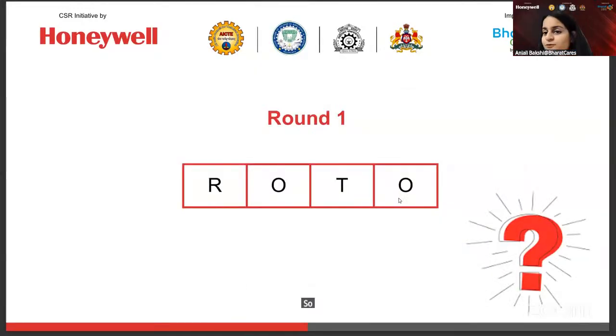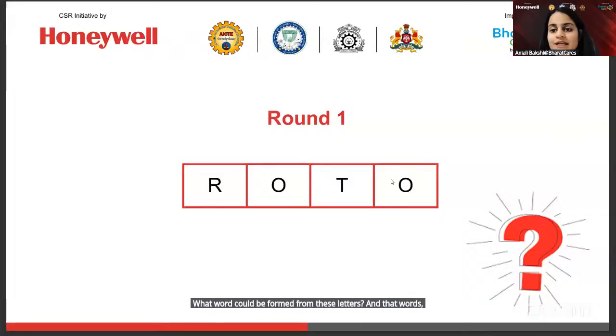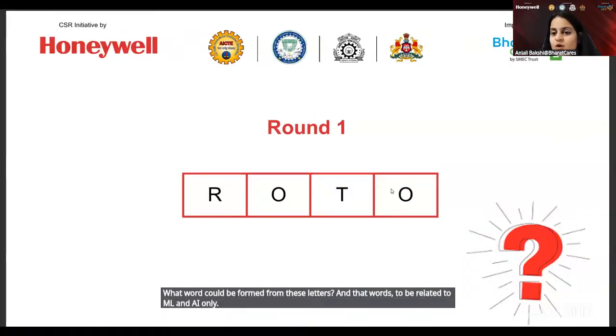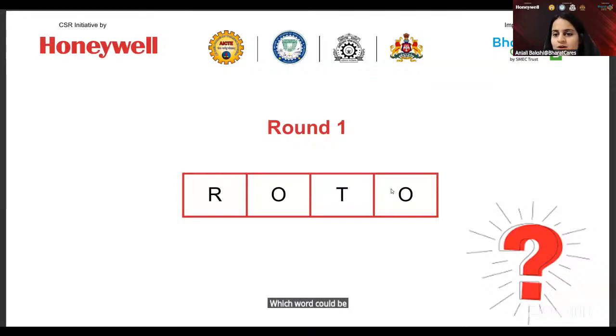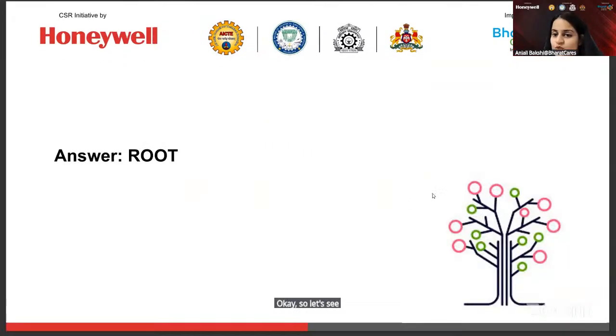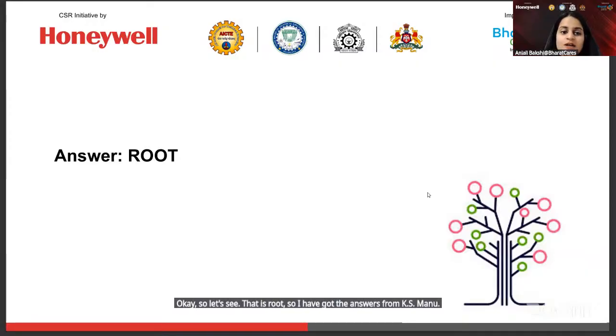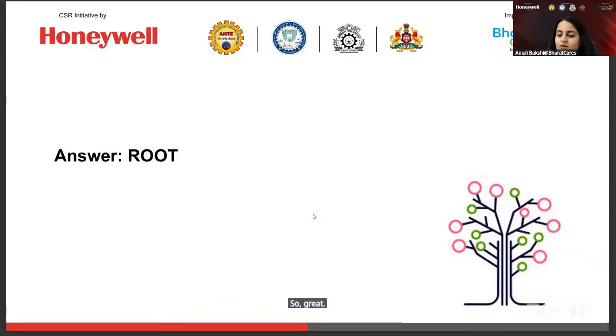So for example, first round, what word could be formed from these letters? And that word has to be related to ML and AI only. Which word could be formed? Okay, KS Manu, give me the answer. Okay, Spurti gave the answer. Ruturaj gave the answer. Okay, so let's see. That is root. So I have got the answer from KS Manu at the earliest. So great. So we will have 5 rounds for this.